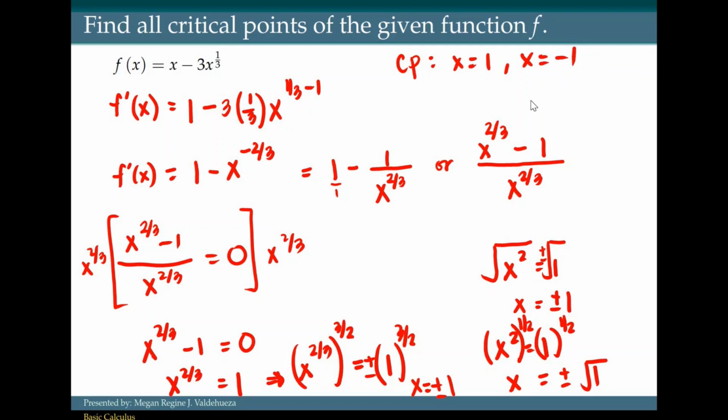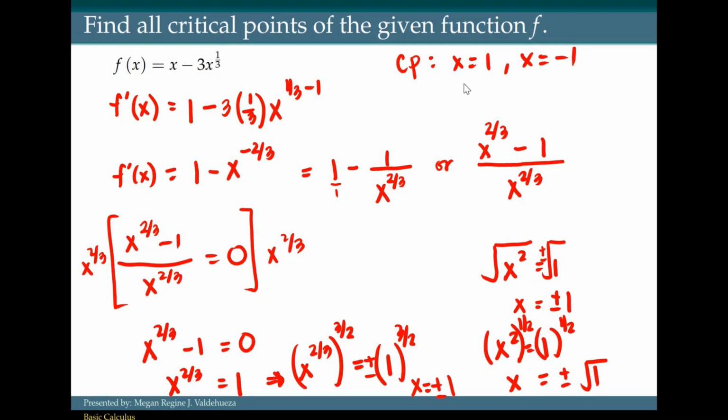And if we have determined the domain of the function is the set of all real numbers. So we can take negative 1 as our critical point, since still it belongs to the domain of the function.